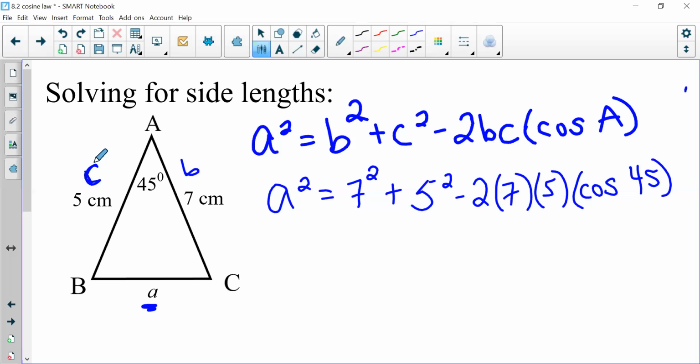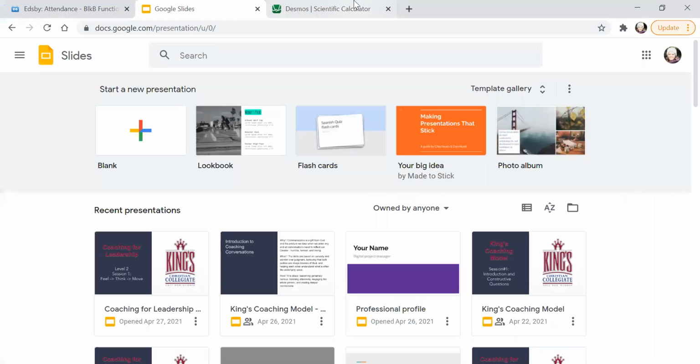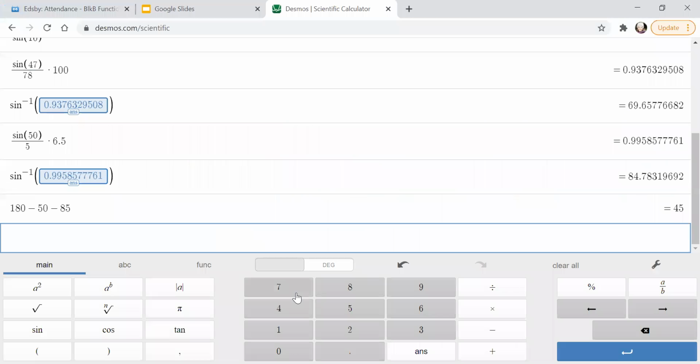I'll just do this in Desmos, but grab your calculator. 7 squared plus 5 squared. The first part of this process: 7 squared plus 5 squared. Everyone's with me so far?